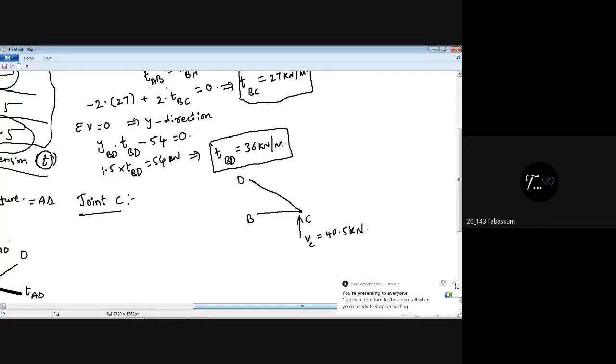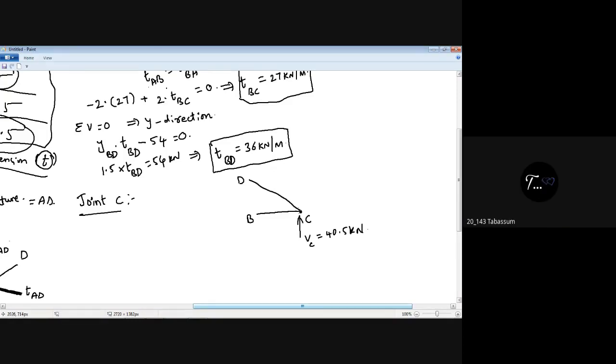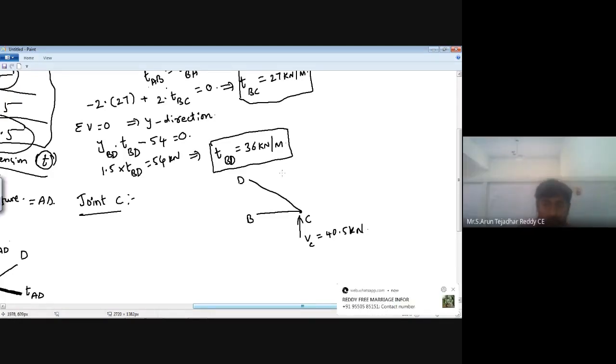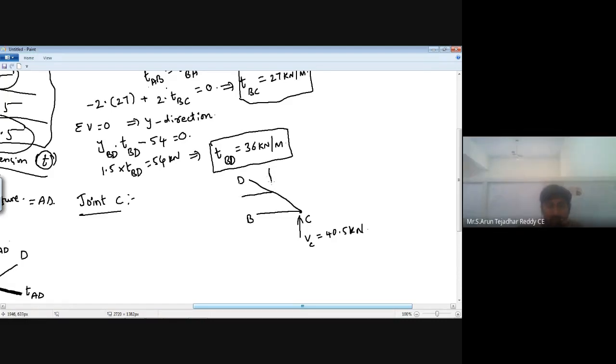Yes, sir. See, your classmate is saying CD is the inclined member. Then what should we do? If your member is in inclined nature, then what should we do? Resolve the forces horizontal and vertical. This is horizontal, this is vertical. Here we are considering tension coefficient. So T CD member. So like that we should resolve the forces.